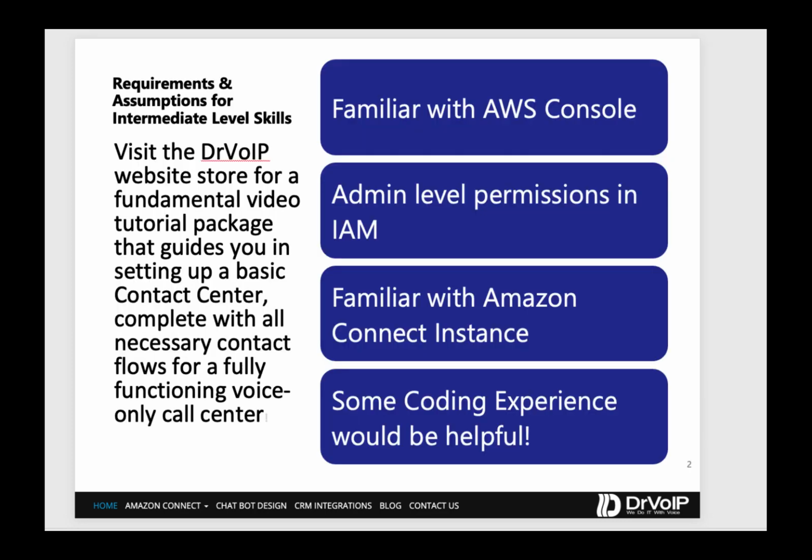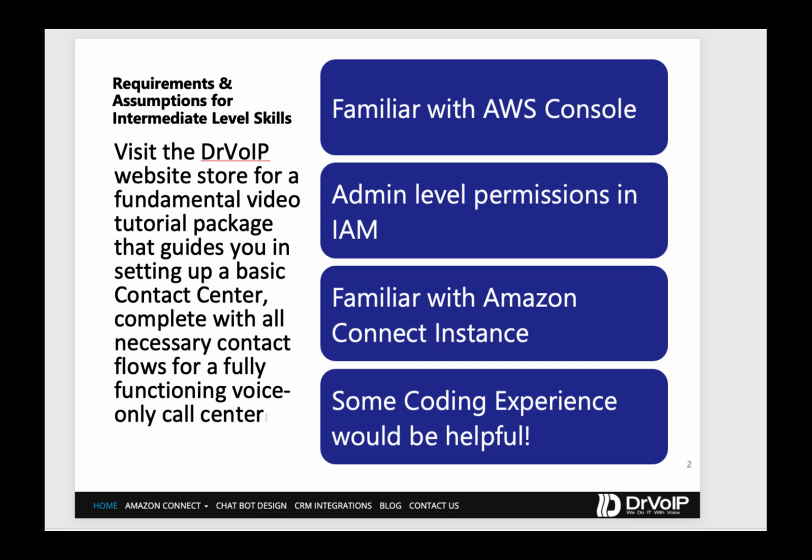So first, some of the requirements. This is an intermediate level presentation. We assume that you're familiar with the AWS console, that you know how to log in, that you have administrative level permissions. You're going to need administrative level permissions because you're going to have to create some IAM roles. You're going to be working with DynamoDB, Lambda functions, and you're just going to need these permissions. So make sure you have them before you even start.